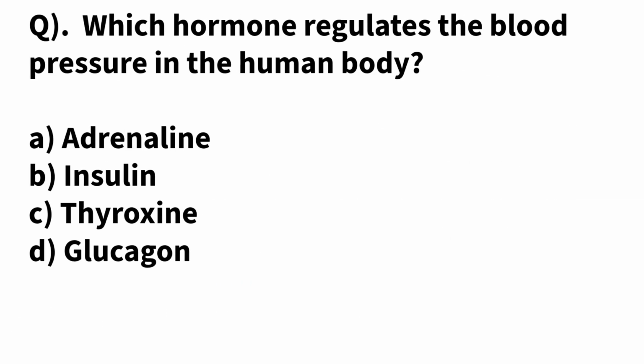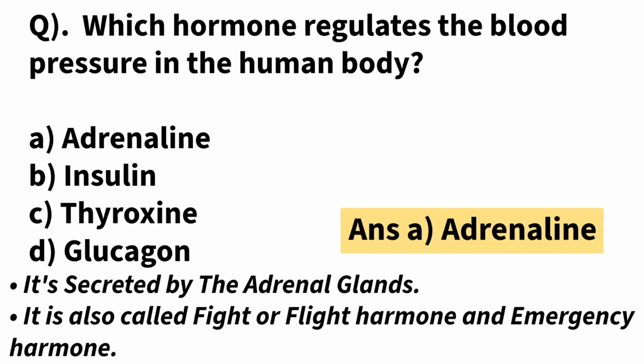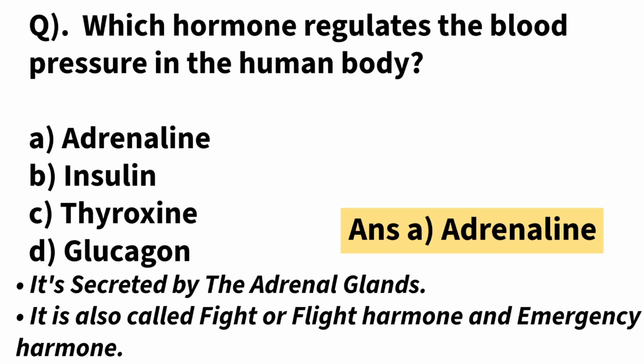Which hormone regulates the blood pressure in the human body? The answer is option A, adrenaline. It is secreted by the adrenal glands. It is also called fight or flight hormone and emergency hormone.